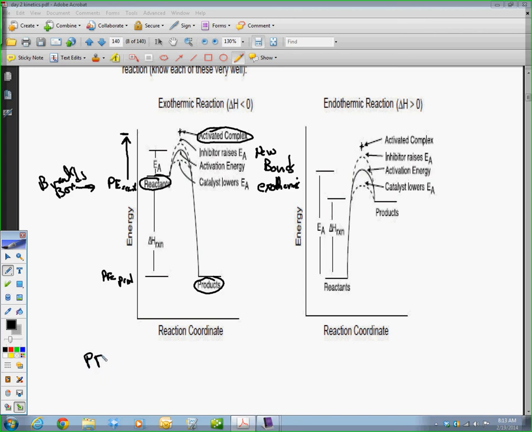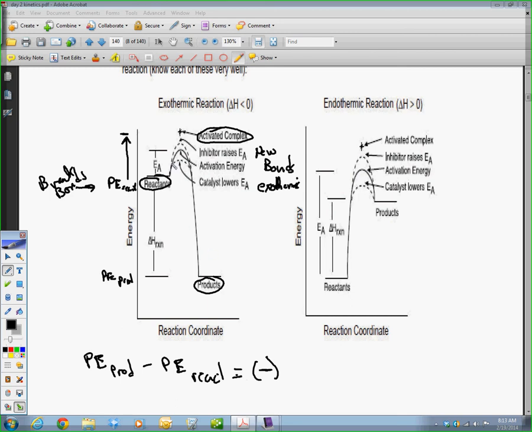So if you compare the potential energy of your products minus the potential energy of your reactants, and you get a negative number, that means you got yourself an exothermic reaction. But breaking bonds is always endothermic, and making bonds is always exothermic. If you want to know overall, you've got to compare your products minus your reactants.